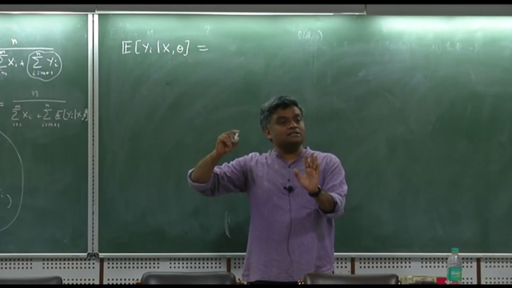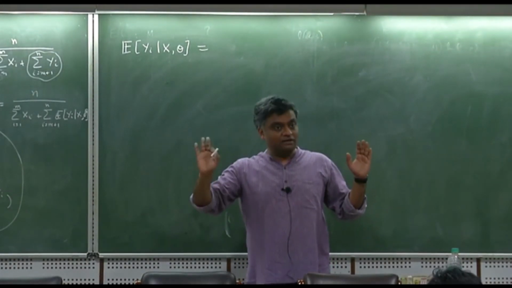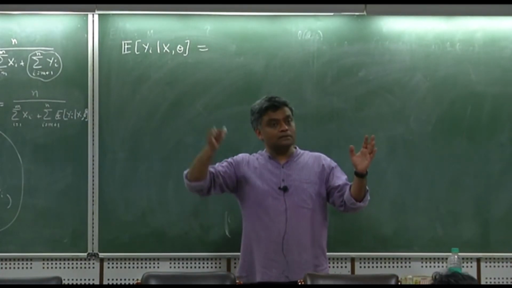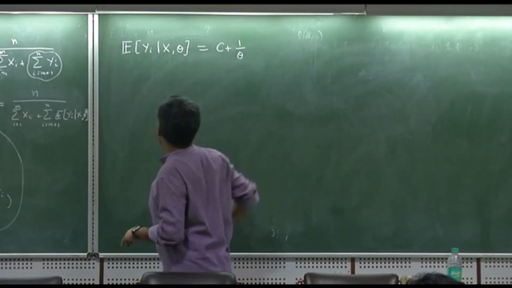It's e to the power minus theta. Therefore, the expected value of yi minus x is equal to 1 over theta. Therefore, the expected value of yi is equal to x plus theta. So this expectation is c plus 1 over theta.